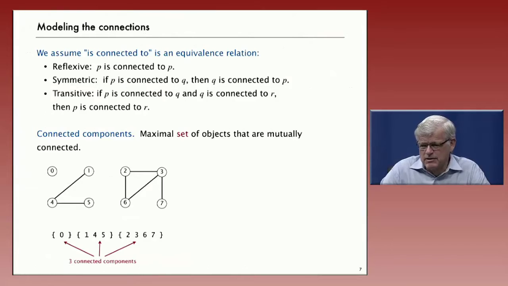These components have the property that if any 2 objects in them are connected, there's no object outside that's connected to those objects. Our algorithms will gain efficiency by maintaining connected components and using that knowledge to efficiently answer the queries that they're presented with.